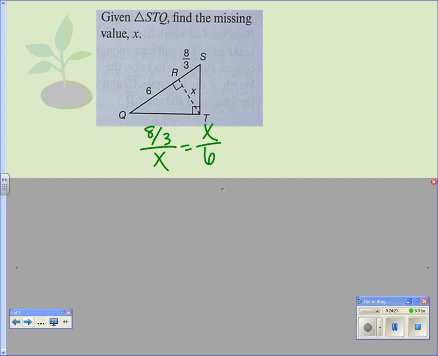Does that make sense? Because the altitude that is drawn in to the hypotenuse, the x, is the geometric mean of the 2 parts of the hypotenuse. So what would you get for x? Y'all see how that works? Any questions here?